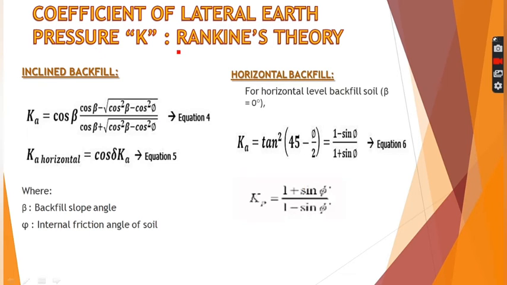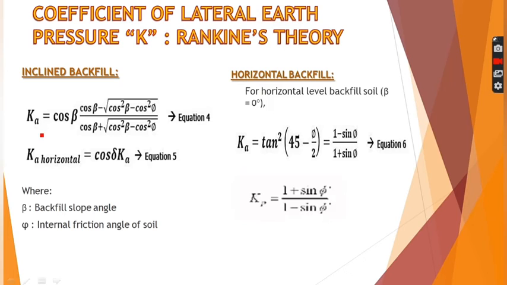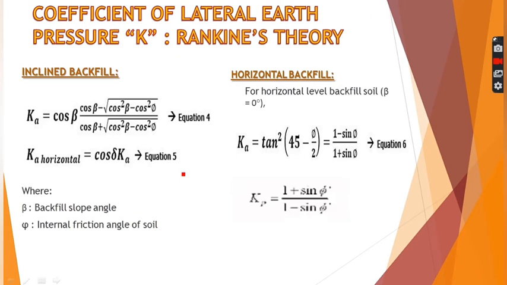So from Rankine's theory, the formula is slightly different. Kindly note the changes. So this is the formula, K is cos beta minus square root of cos square beta minus cos square phi, something like this, where beta is the backfill slope angle and phi is the internal angle of soil. Note here that the friction between soil and wall is not considered here. So this formula will be used when there is inclined backfill.